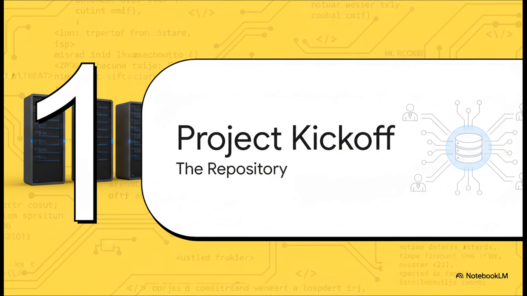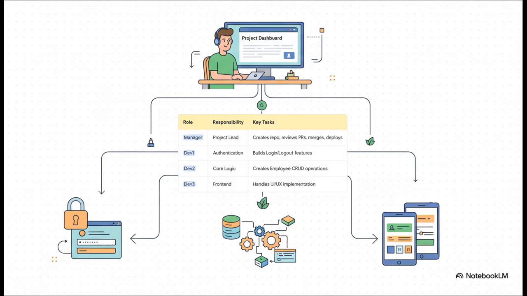To really make sense of all this, we're going to follow a team building a new project from scratch, an employee management system. And for any team, job number 1 is setting up that single source of truth. You know, the central hub where every single line of code is going to live. That's the repository.